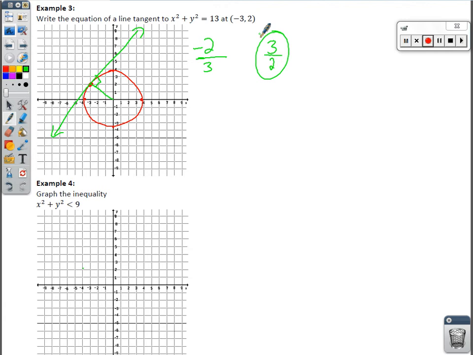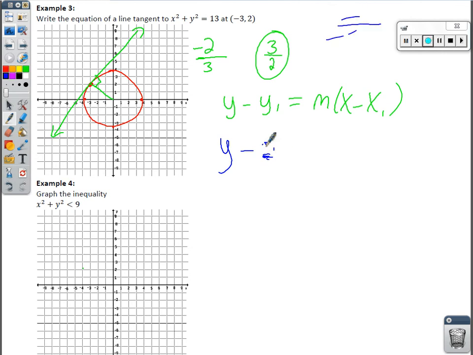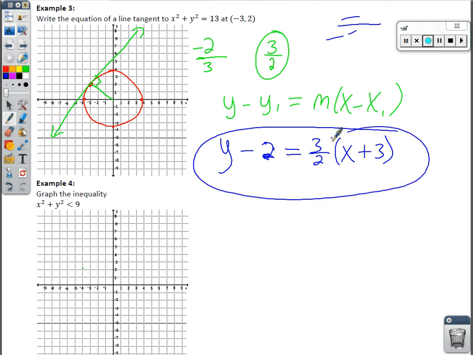Well, now we have a point and we have a slope, so let's use point-slope form. Plug in what we know. We know the y value is 2. 2 equals, the slope is 3 halves, and then x minus negative 3. Well, subtracting negative 3, that's the same as adding 3. And so we have the equation right there. And again, if you want to put that in slope-intercept form, you're welcome to. Well, we can leave it just like that.